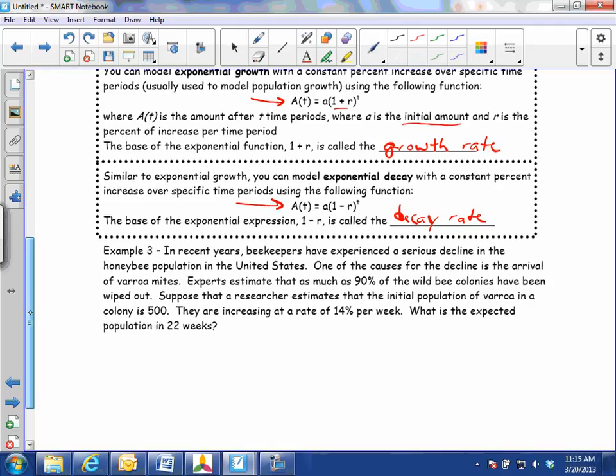Okay, so let's look at example 3. It says there are some years beekeepers have experienced a serious decline in the honeybee population in the U.S. One of the causes for the decline is the arrival of the varroa mites. Actually, that's how you say that, I'm not sure. The experts estimate that as much as 90% of the wild bee colonies have been wiped out. Supposedly, researchers estimate that the initial population of these mites in the colony is 500. They're increasing at a rate of 14% per week. What is the expected population in 22 weeks? All right, so is this exponential growth or decay? Talking about these mites. Growth.